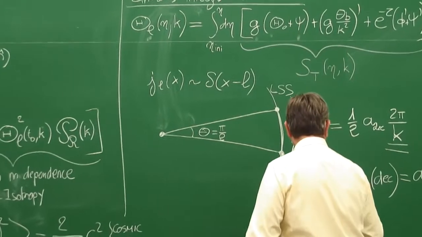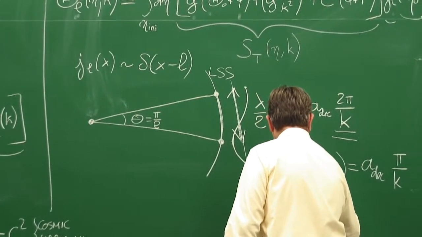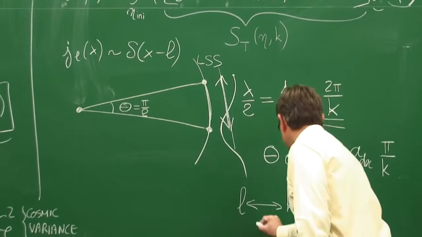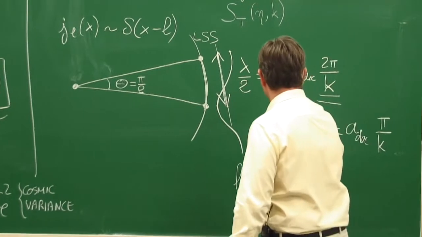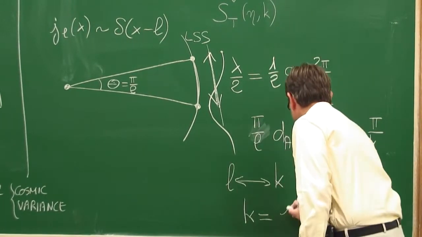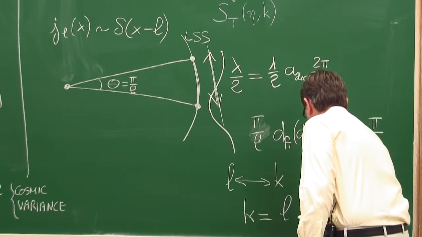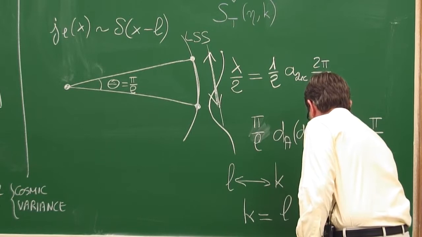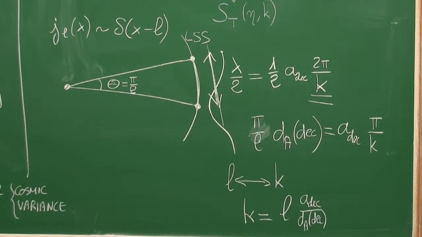So there is a one-to-one correspondence between the values of L and the values of k. And it's given by this relation. k is equal to, so this is pi over L. So k is equal to L times a decoupling over d_A decoupling. So let me recap.